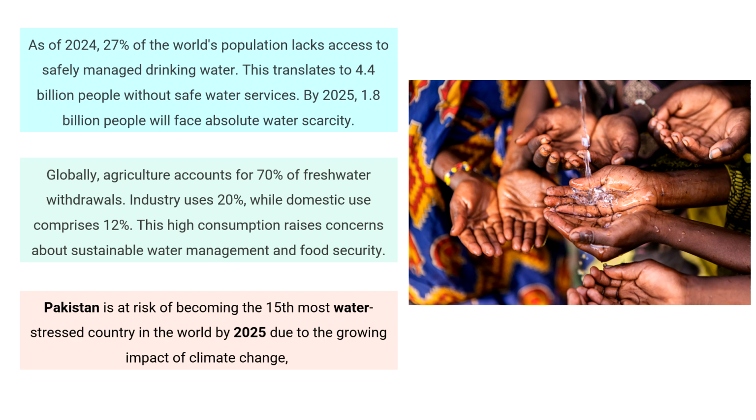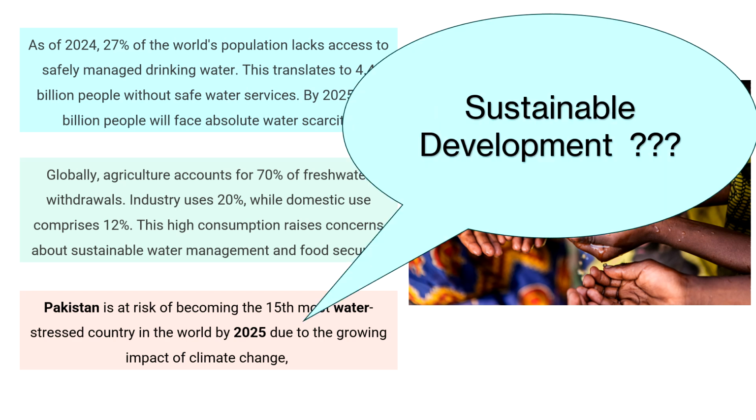So Pakistan is at risk of becoming the 15th most water-stressed country in the world by 2025 due to the growing impact of climate change. We are 15th now, a water-stressed country. This water stress can lead to water scarcity in the coming years.